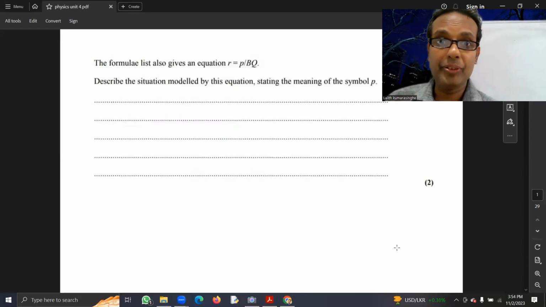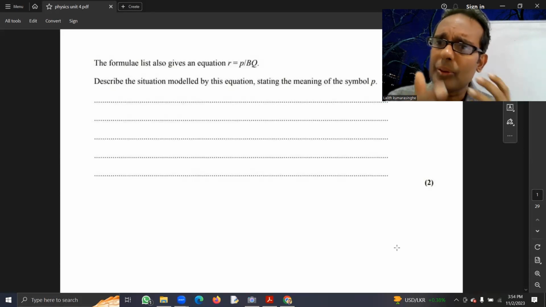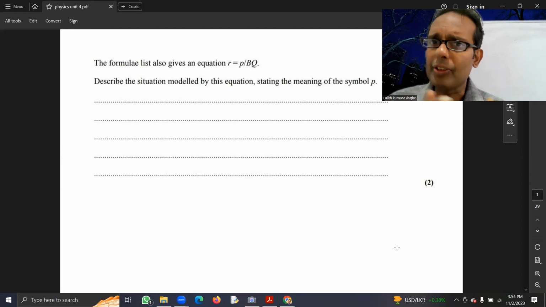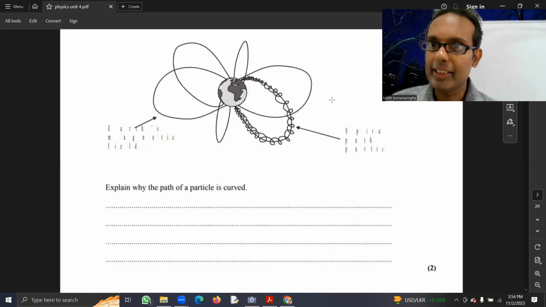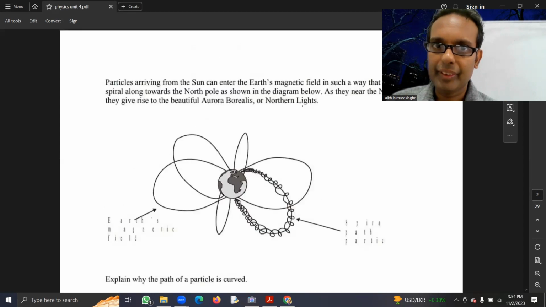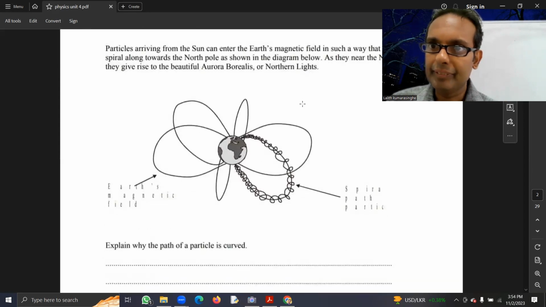They ask you to describe the situation modeled by the equation, stating the meaning of the symbol P. So in a case like this, if you can straight away recognize this, that's fine. But go through the question. If you're not sure what they are talking about, go through the question. Go to the next part. You can see something there. Read that.